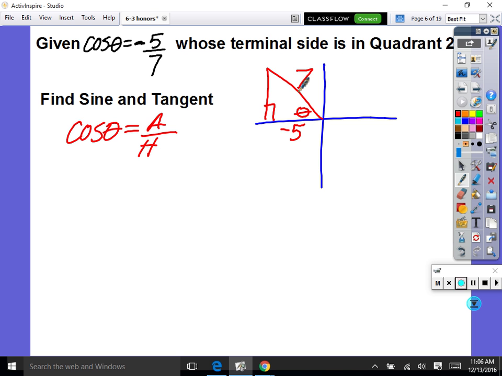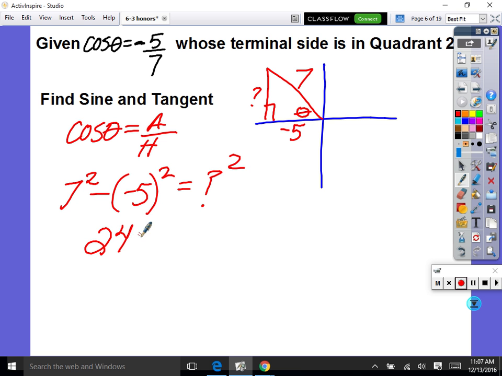Okay, so now it says find sine and tangent. So we would need to go through and find this side first. 7 squared minus negative 5 squared equals question mark squared. Are we all good? So that's 49 minus 25, 24 equals question mark squared.